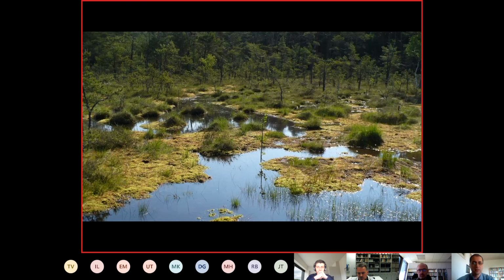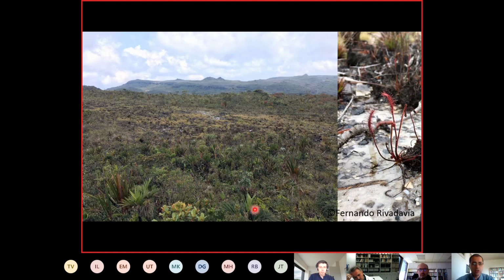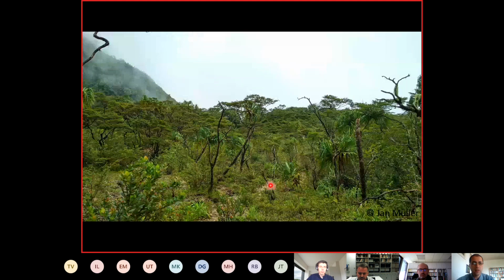Carnivorous plants share quite similar habitats all over the world. This is a peatland here in the Czech Republic. This is an alpine vegetation in the Andes on the Peru-Ecuador border, where carnivorous plants grow as well. And this is an open highland forest in Sumatra, where some carnivorous plants from the genus Nepenthes also grow.